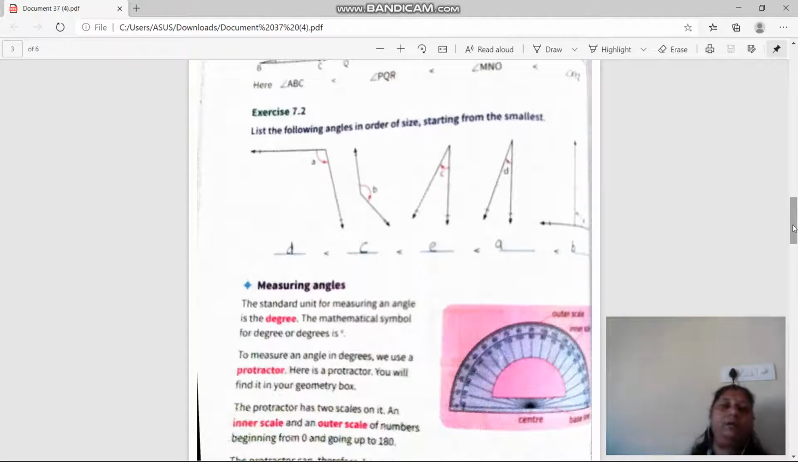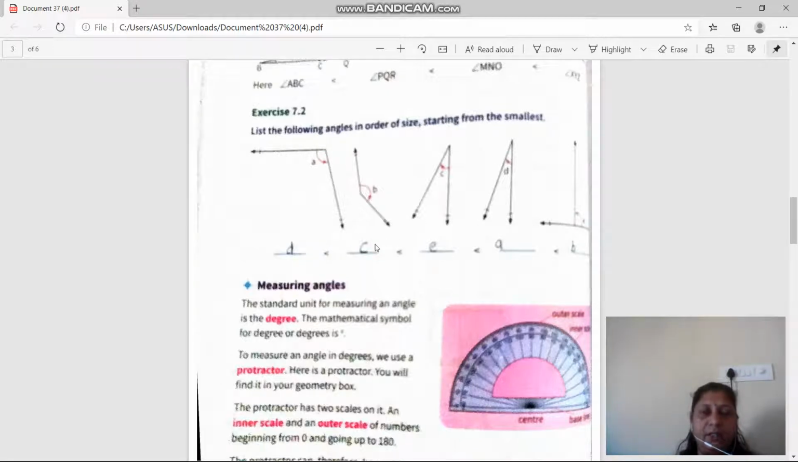Now we have to solve exercise 7.2. List the following angles in order of size starting from the smallest. First of all, by mere observation, we tell which is the smallest or which is the greatest, and write from smallest to greatest, that is ascending order. So which is the smallest angle? The smaller ones are C and D. If we compare C and D, which is the smallest? D. So we write D first.